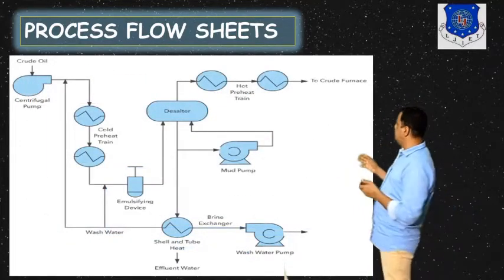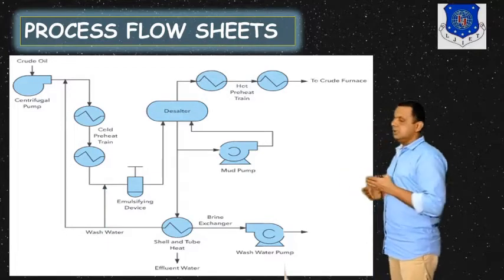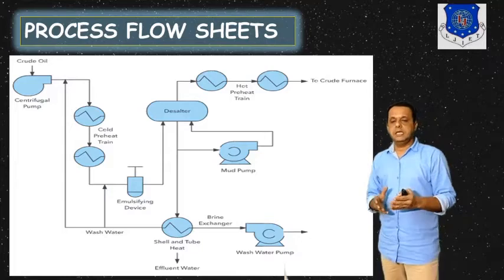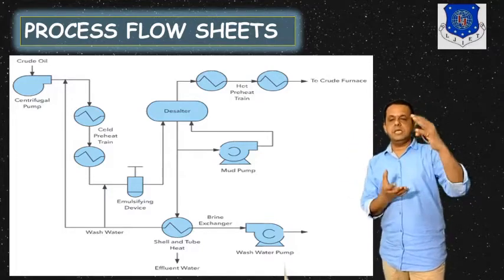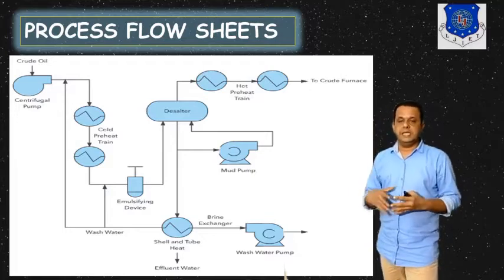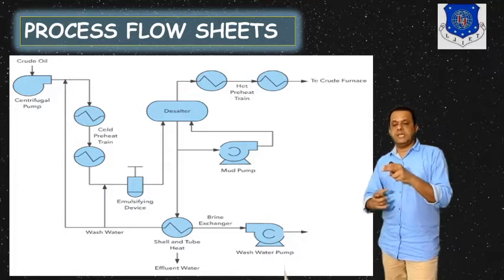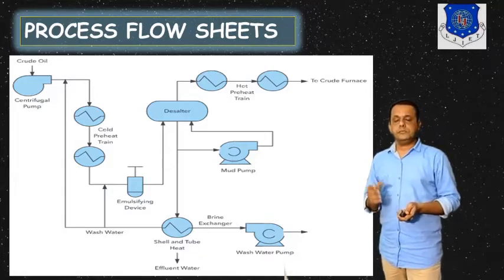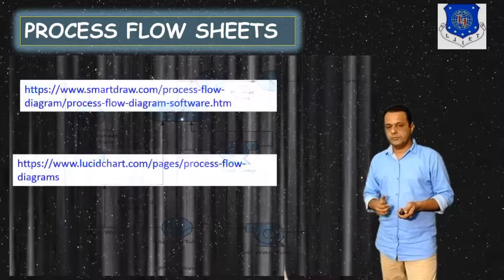Another example is this crude oil filtration plant. Here you see the cold preheat train to impulse bank devices, and then the desalter, and then it is going to the crude furnace, and another cycle, the water cycle, is also shown there. So this is how a flow sheet is shown.